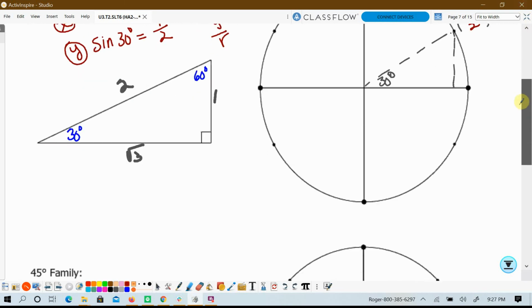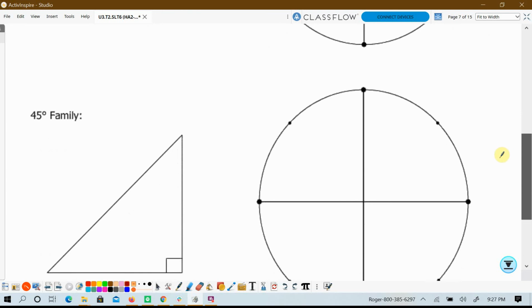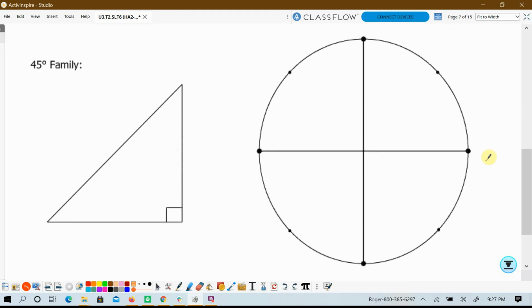Now, move on down. The next angle we're going to focus in on is the 45-degree angle. Now, the 45-degree angle is right here in the middle of the unit circle. In terms of this triangle we're looking at here, this reference triangle, this can be my 45-degree angle.